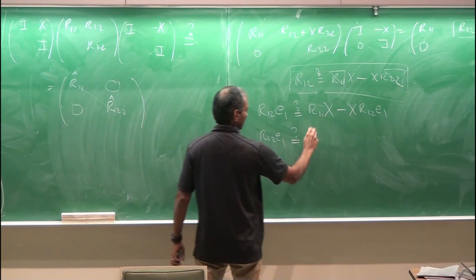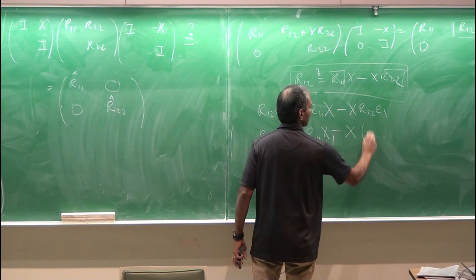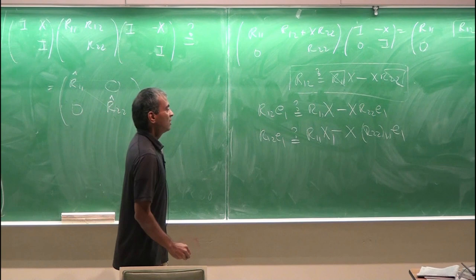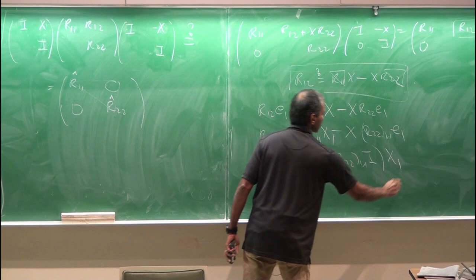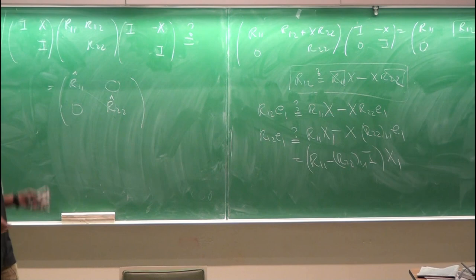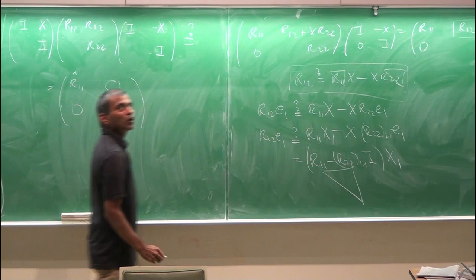On the right-hand side, we get R11 times the first column of X, and here we get minus X times R22, one entry of R22 times the first column of X again. And therefore, we can write this as R11 minus the first entry of R22 times the identity, times the first column of X. This X times E1 is just the first column of X. So you can easily solve this for the first column of X because this whole thing is an upper triangular matrix. R11 is upper triangular, and subtracting some multiple of the identity keeps it upper triangular.